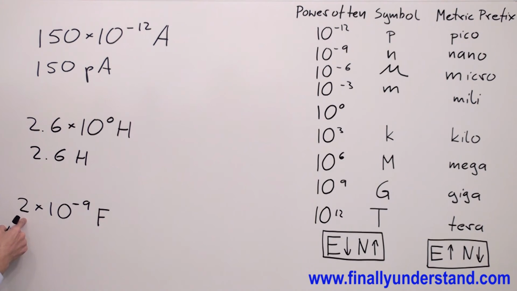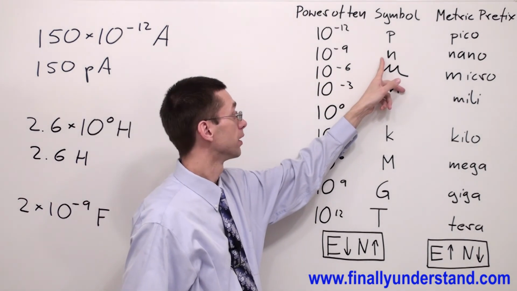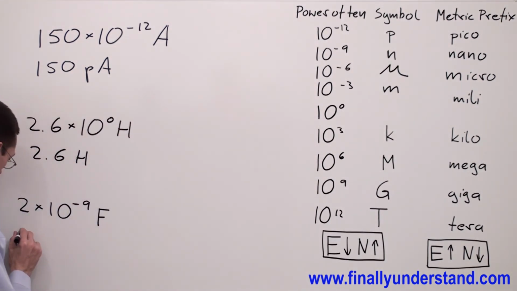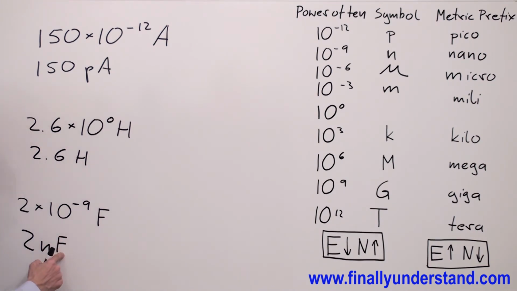Now let's take a look at this example. I have 2 times 10 to negative 9. 10 to negative 9 is represented by lowercase letter n. Okay, so I'm going to write 2 nanofarads. Again, we don't care about the unit of measure. We only care about the prefix, the symbol of the prefix. So 10 to negative 9 is represented by n, nano. Answer is 2 nanofarads.